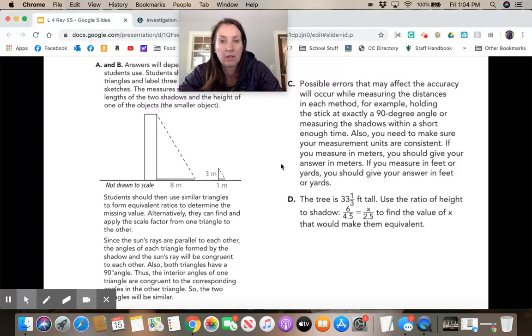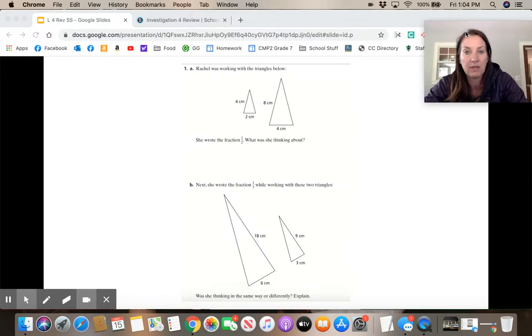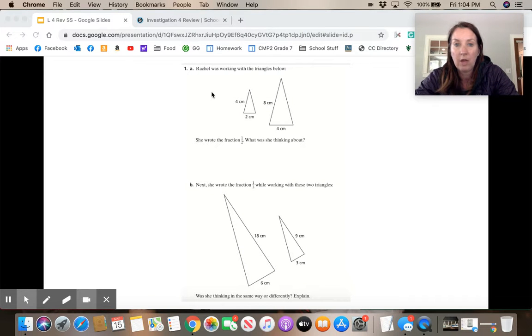So in your work today, you are going to be doing the investigation for review. We have, I think, just 3 questions, with an A and a B for each. Rachel was working with the triangles below. She wrote the fraction half. What was she thinking about them? Then she wrote the fraction 1/3 with these two triangles. What was she thinking the same or different? Explain.